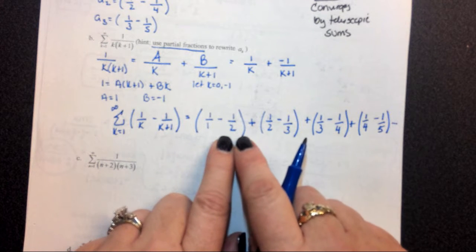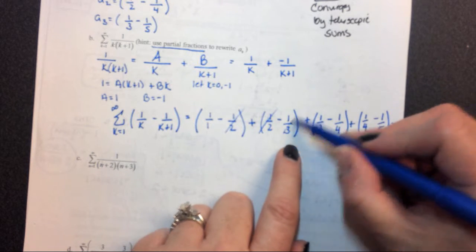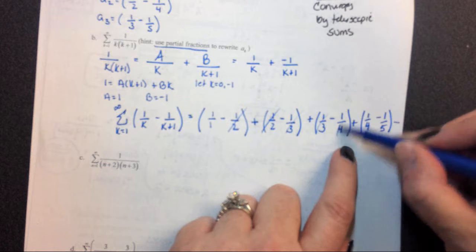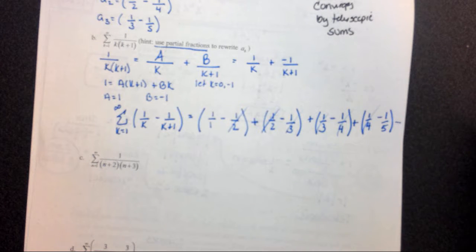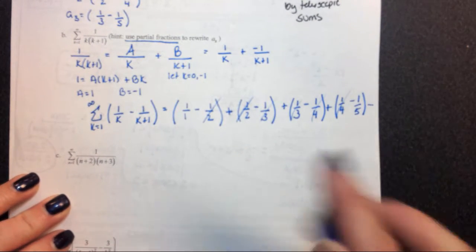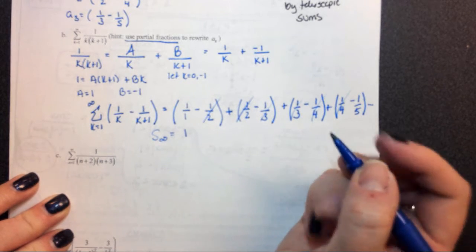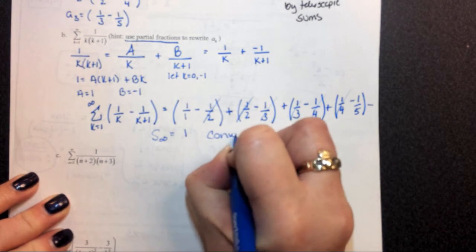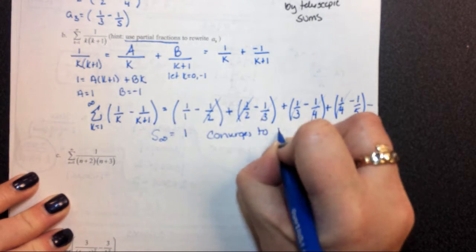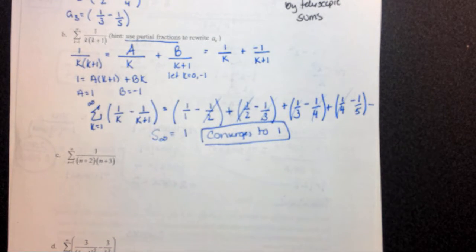So does the negative 1/2 cancel out? Does the negative 1/3 cancel out? Does the negative 1/4 cancel out? And eventually, the negative 1/5 cancels out. So what's the only term remaining in this particular series? The only term remaining is a what? 1. So the sum of this infinite series is going to be 1. So it does converge to 1. By your telescopic sums, it's going to just converge to 1.